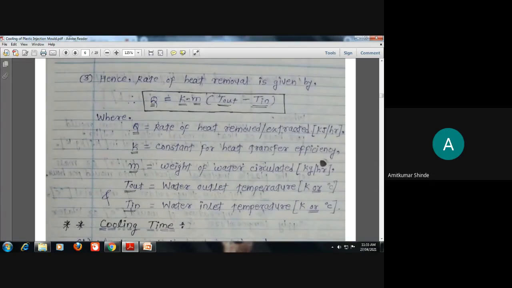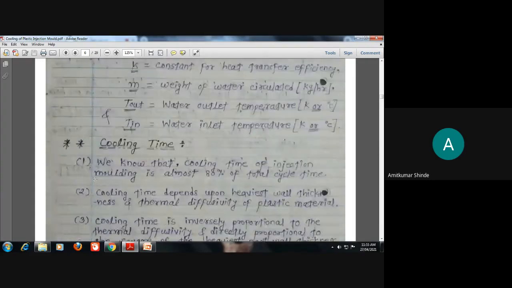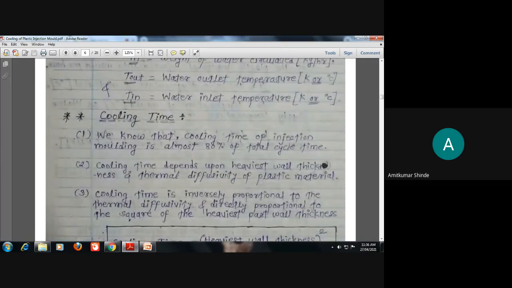So these are weight of water circulated, then heat removed during the cooling, and the next is the cooling time. This is the next factor, and depending on these three factors and these three or four formulas, we are going to solve say 5 to 6 numericals. 5 to 6 numericals will be there that we are going to solve in the afternoon session. In the afternoon session we will solve these numericals. Just now I have to complete this cooling time concept.